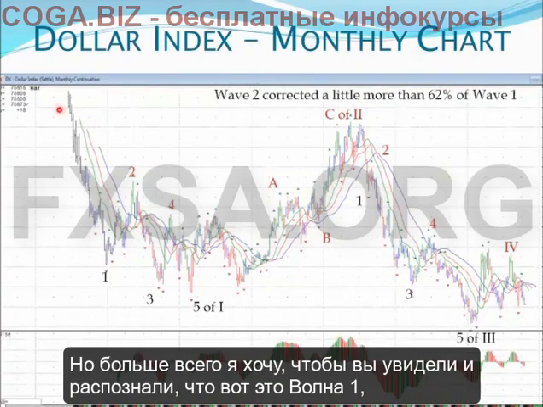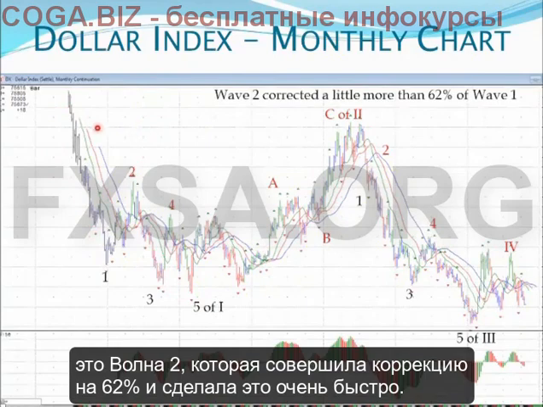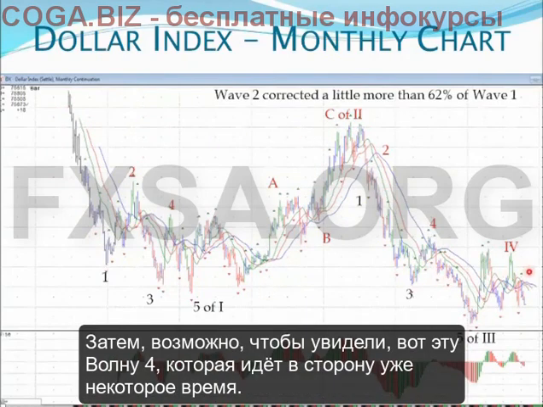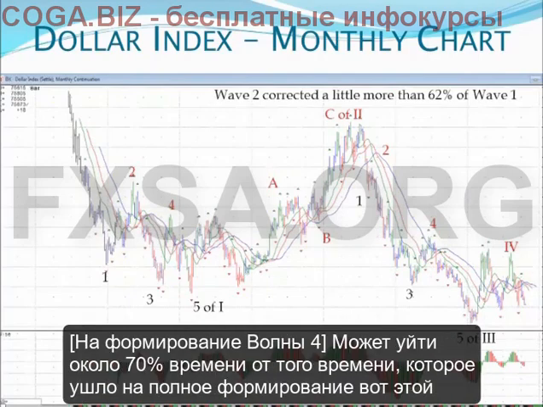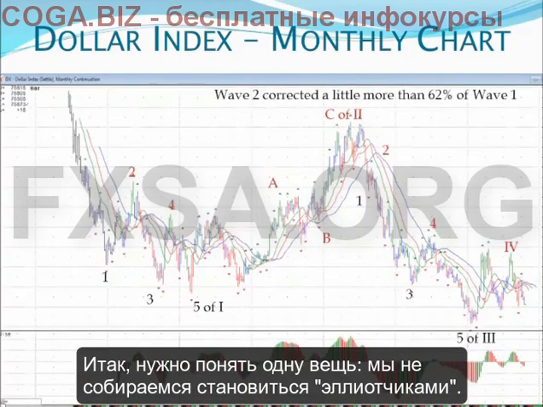But what I most want you to see is that if this is 1, this is 2, it retraced 62%, it was very quick, then we could probably see this wave 4 go sideways for a bit of time. And it could go up to 70% of the amount of time it took for this wave 3 to complete its development. One of the things we want to know is that we're not trying to become Ellioticians.